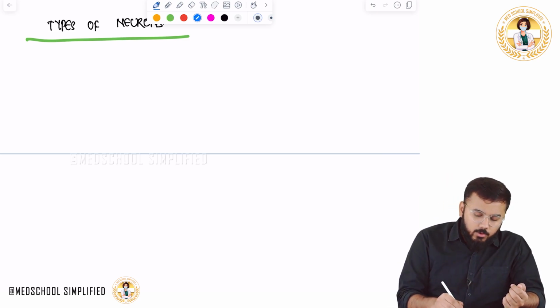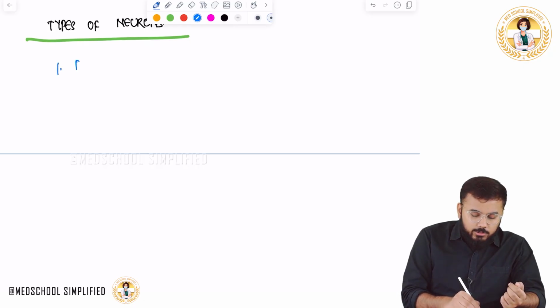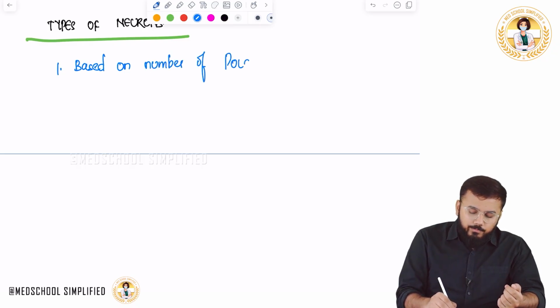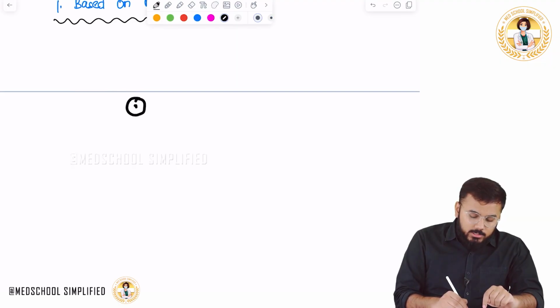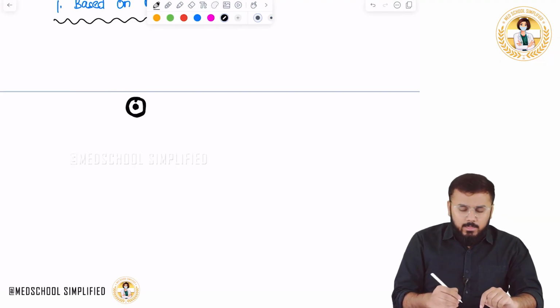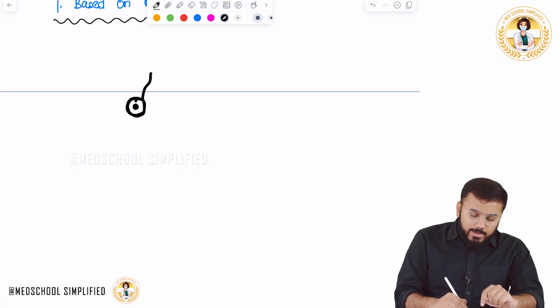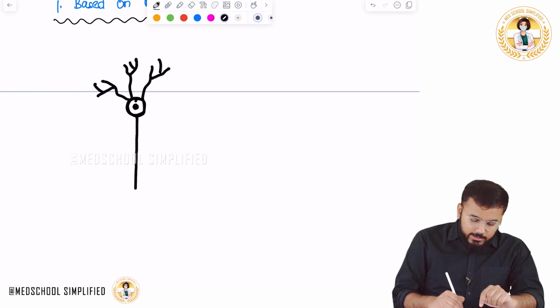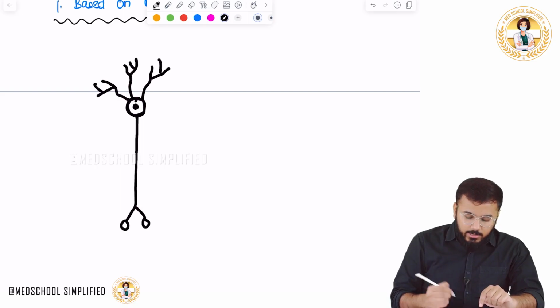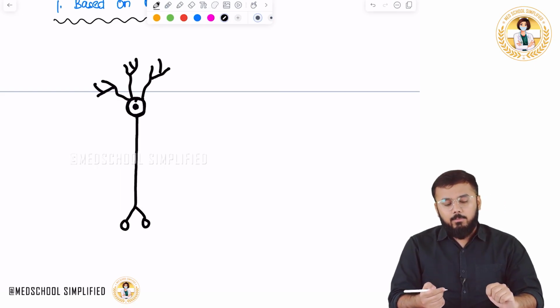Okay, so the first important thing is based upon the number of poles. Based on the number of poles, the neurons are classified. How are they classified? For example, let us take that this is a neuron. This is the cell body of the neuron. Now, from this neuron, you know that dendrites are coming away, right? So these are the dendrites which are branching on the top surface like this. You also see the axon that is coming down and dividing into two, so this is the terminal part of the axon.